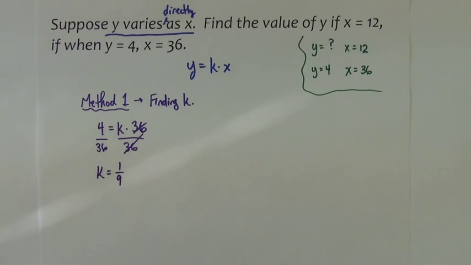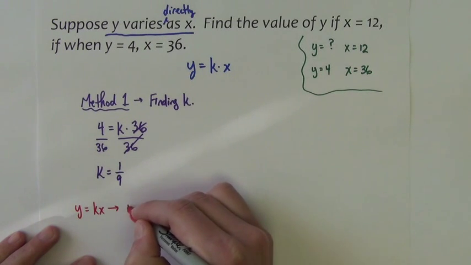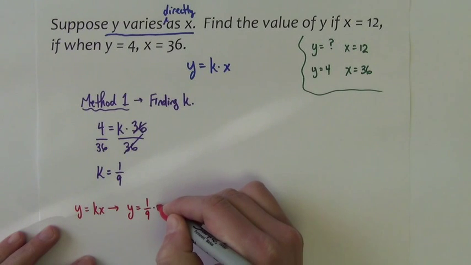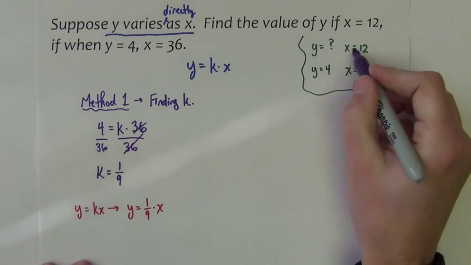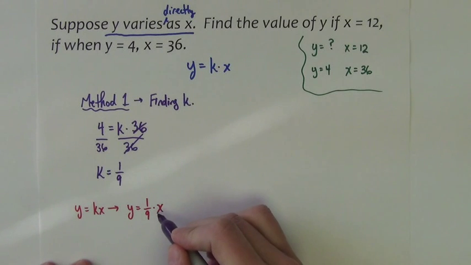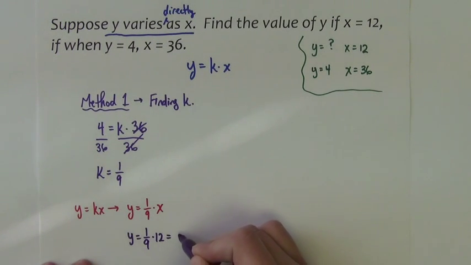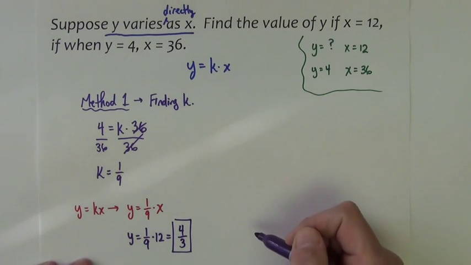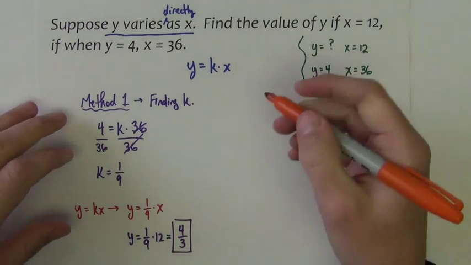Now that's not actually the final answer, because we haven't found what y equals. But that makes our model y equals k times x become y equals 1/9 times x. Well, now we could take this 12 that we have for x, substitute it into this model, and find the y. So we have y equals 1/9 times 12, which would be 4/3 reduced. So again, that's the first method, where we actually find the numerical value of that constant.